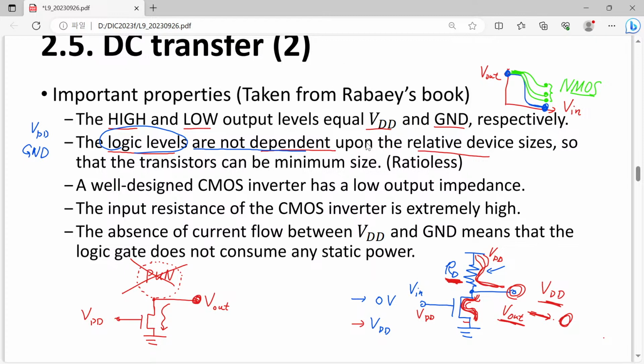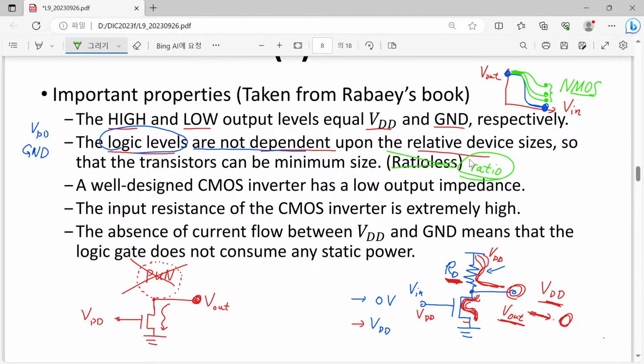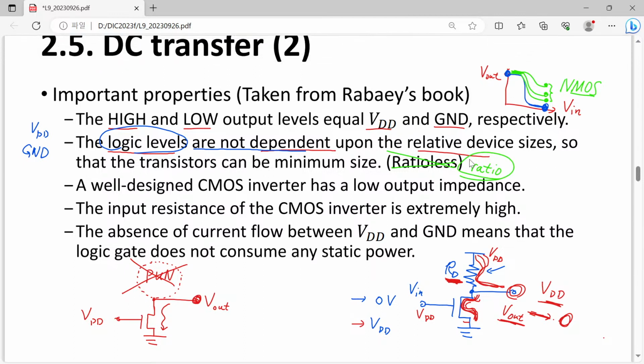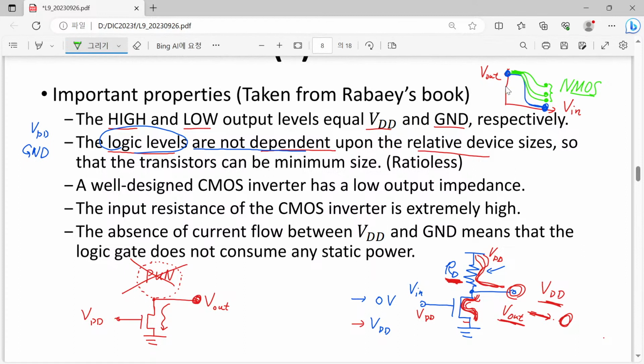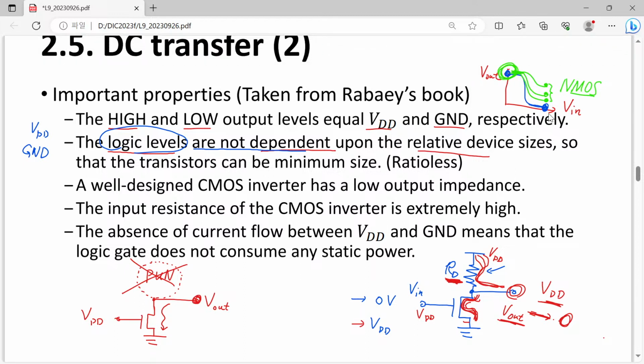So in that case, we must be very careful about this ratio. So the size of your transistor really makes a big difference. However, fortunately, in the case of a CMOS inverter, you don't have to worry about it. Whether you have a small NMOS or large NMOS, it is still guaranteed that at least you have this value and this value in your voltage transfer curve. So are you with me?